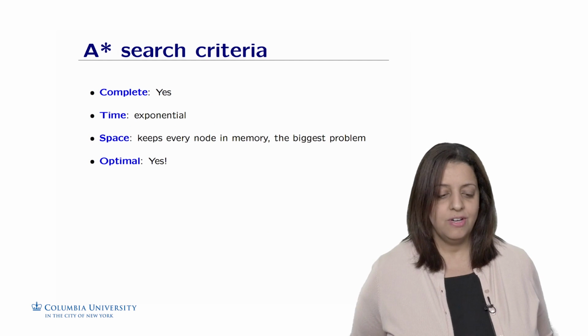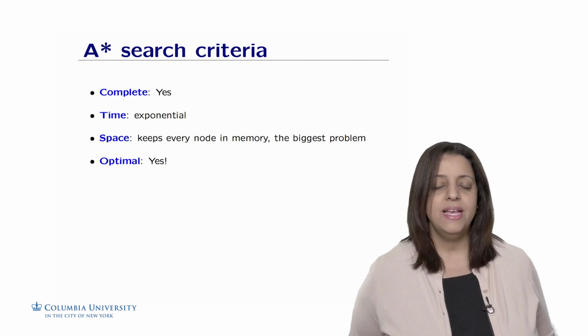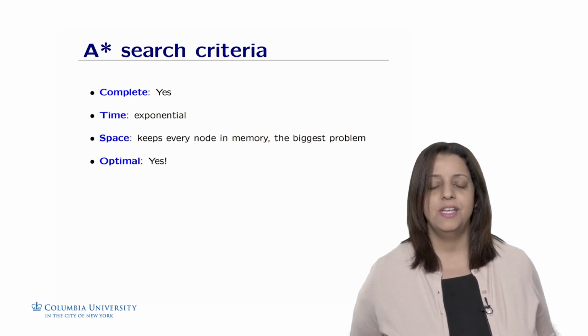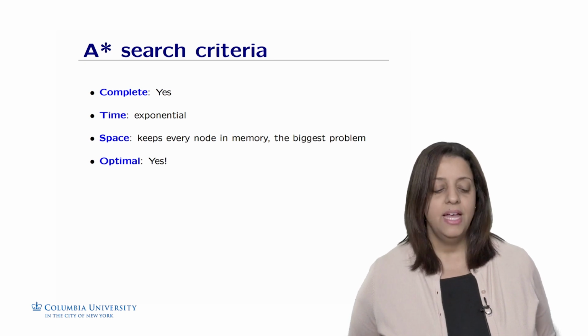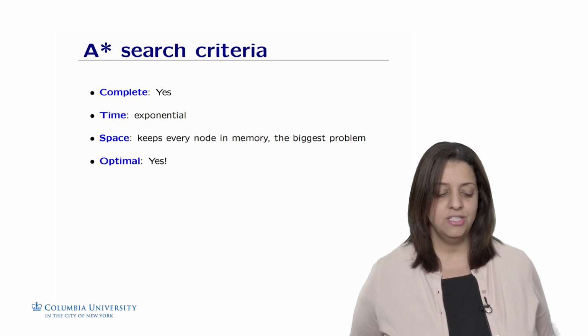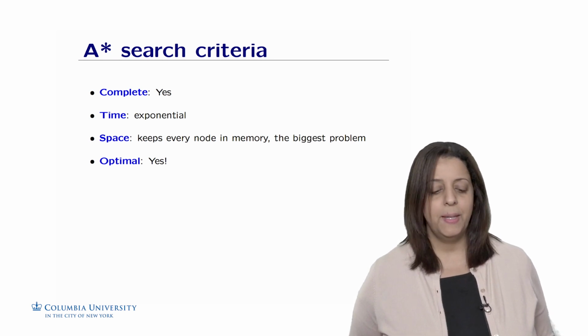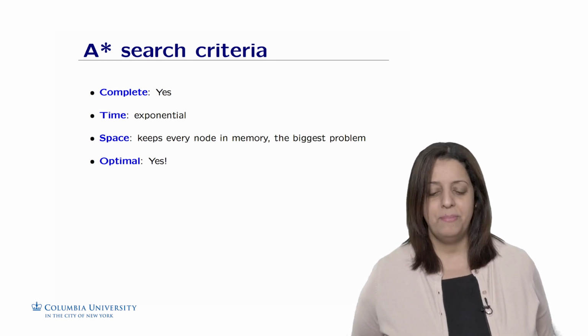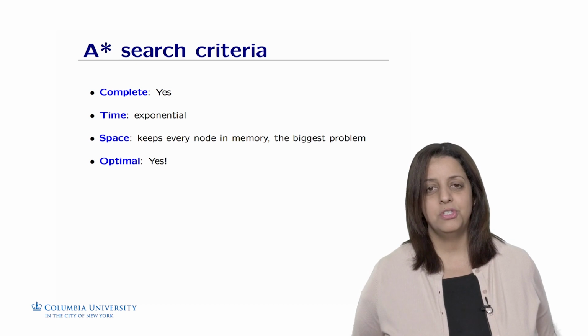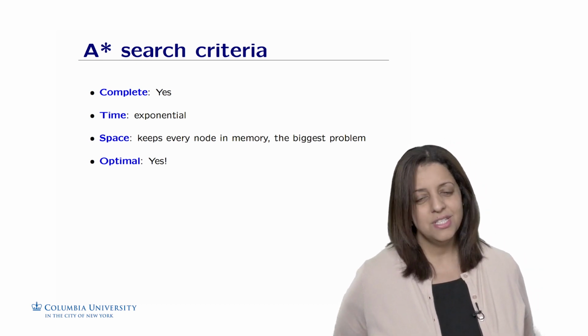So how about the search criteria for A-star? The A-star is complete because if there is a solution, you will find it. Unfortunately, the time is still exponential and the space is still exponential, and the main reason is that it keeps all the nodes in memory to find the best possible solution or the optimal solution, which is the biggest problem.